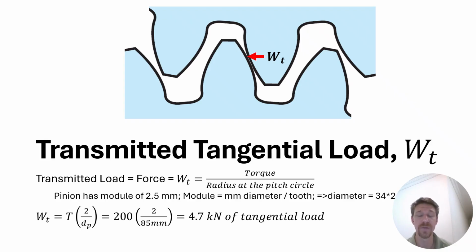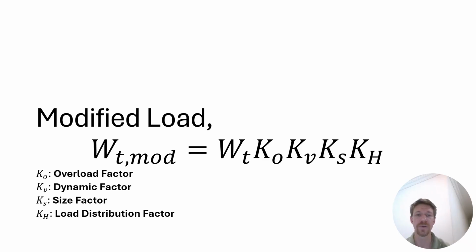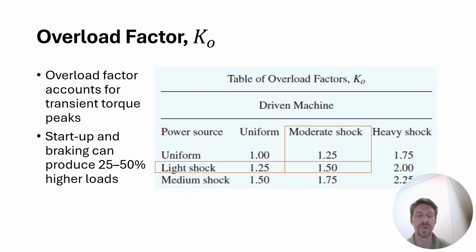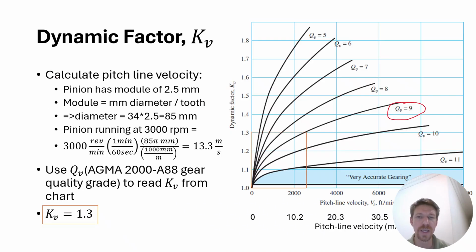Now we have to modify that with our 4 factors. The 4 factors are the overload, dynamic, size, and load distribution factors. Firstly, we were told that there is light shock in the power source and there's moderate shock on the driven machine. We put those two together and find the intersection in the matrix, and we get a KO overload factor of 1 point something. Secondly, the dynamic factor.